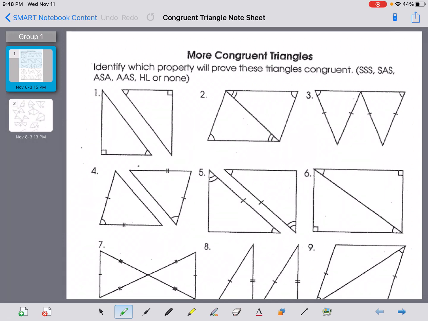All right, so we've done 5 different methods to prove triangles congruent: side, side, side; HL; angle, side, angle; angle, angle, side; and side, angle, side. I need you to understand that these are the only 5 ways you can prove triangles congruent. Again, we have side, angle, side, side, side, side, HL, angle, side, angle, and angle, angle, side. Those are the only 5 relationships that will prove triangles congruent.